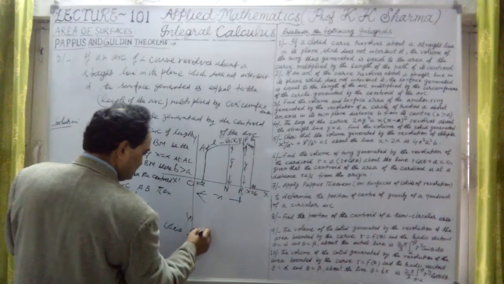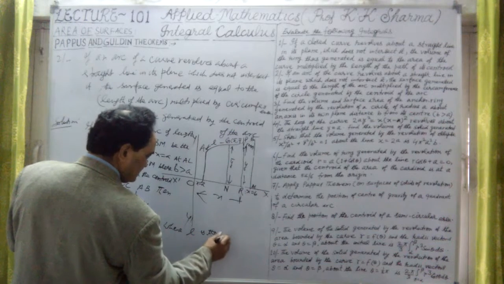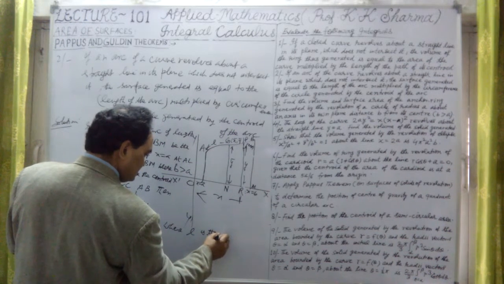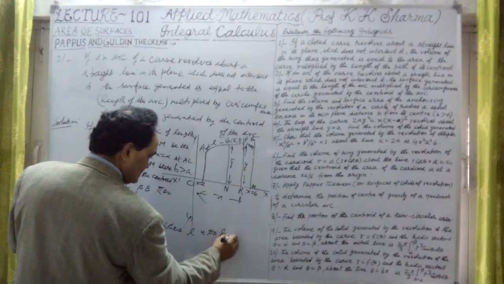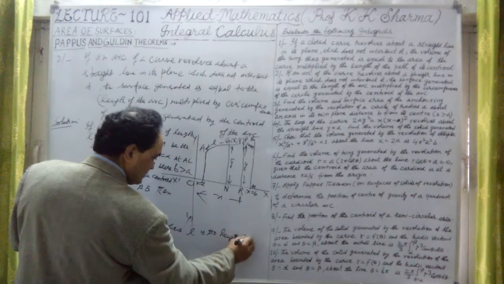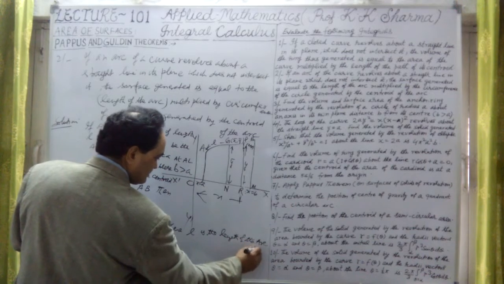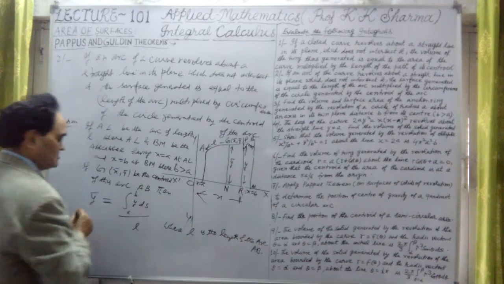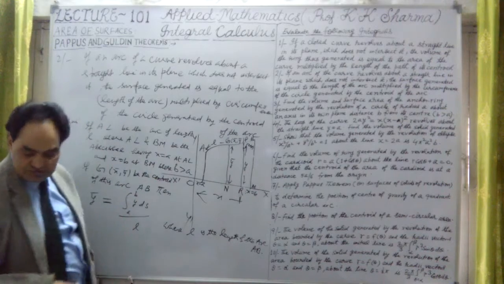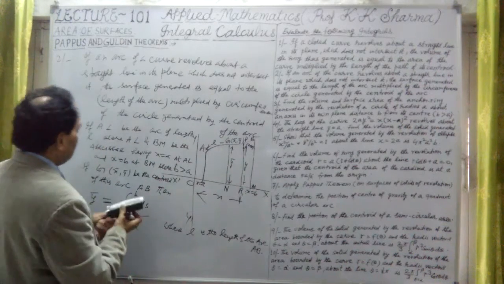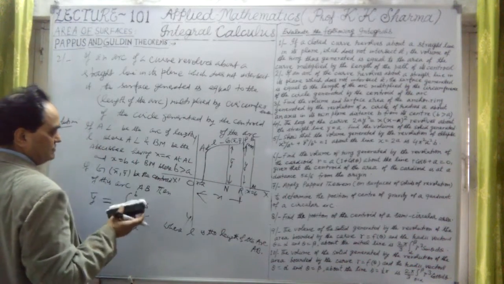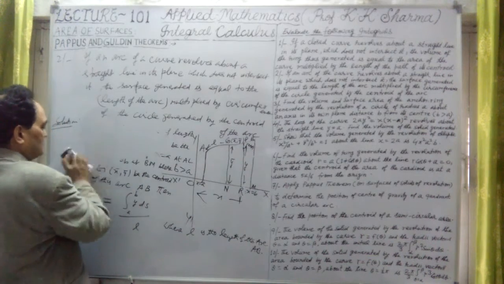Where L is the length of the arc. This I have already written. L is the length of the arc AB. In this case, AB is the arc. Now what is the surface area? And also we know that this is.